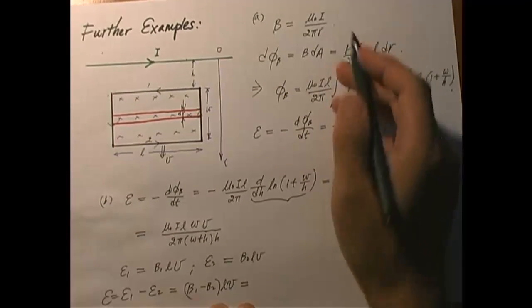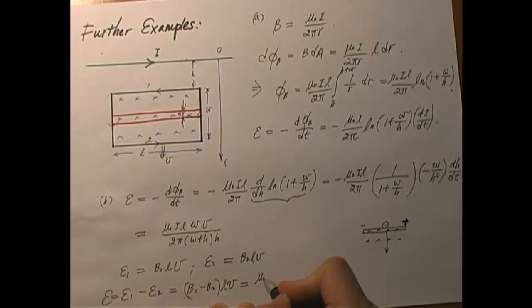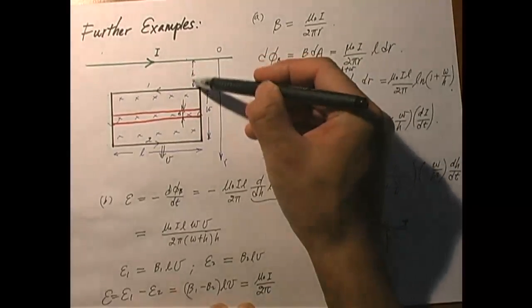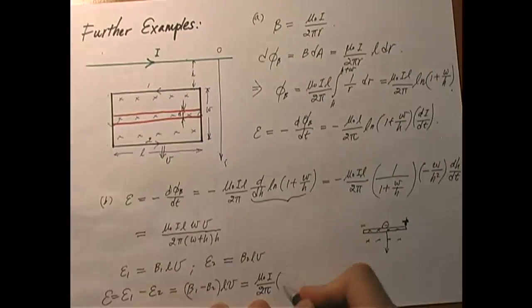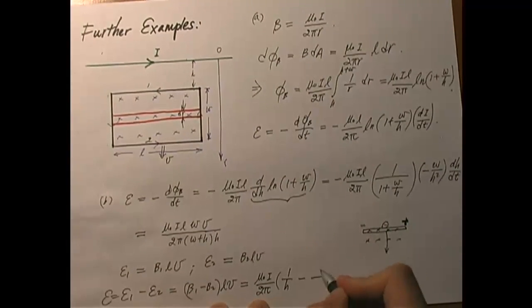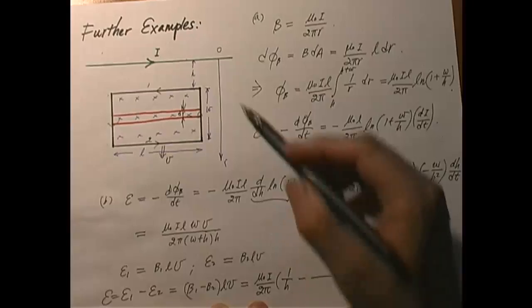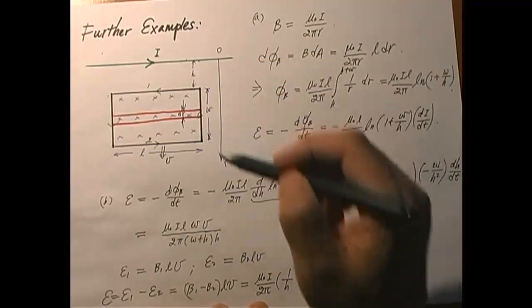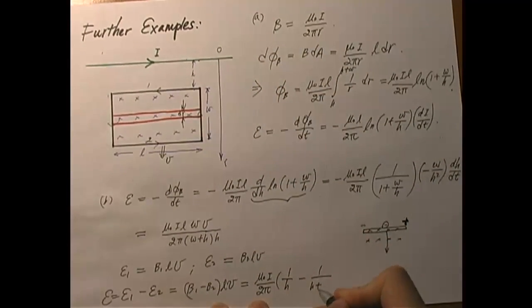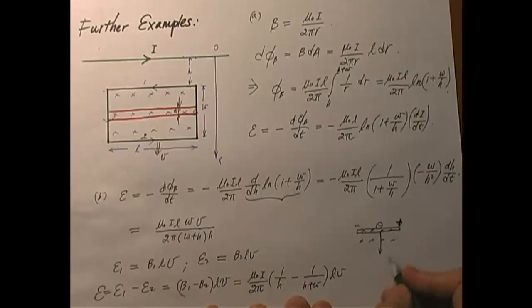What is B1? B1 is mu naught I over 2 pi R1. Mu naught I over 2 pi are constants which I take out. What's R1? R1 is the distance between here and there. That's H. So it's just 1 over H. And then minus the same factor for B2, except it's the distance between here and there. So it's H plus W, and then L times V. Now, work this out a little bit.